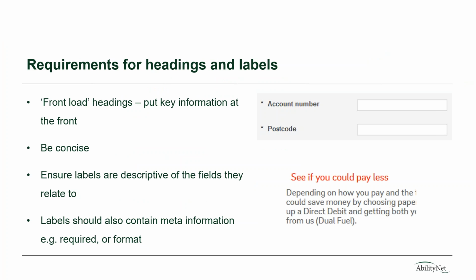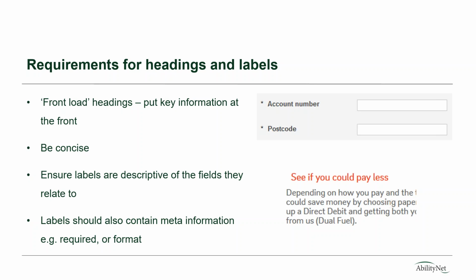So the requirements for headings and labels, as we've just seen: you should front-load headings by putting key information right at the very front of the heading. They should be concise, so do not use an entire sentence or paragraph as a heading. Instead, try and keep it to a very brief sentence. And ensure labels are descriptive of the fields they relate to.